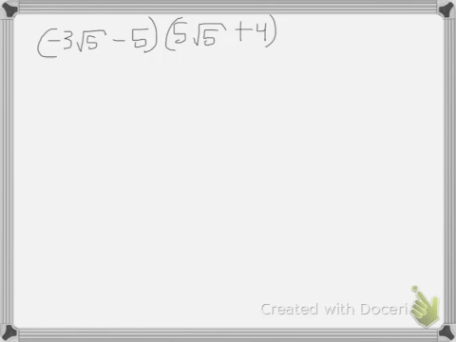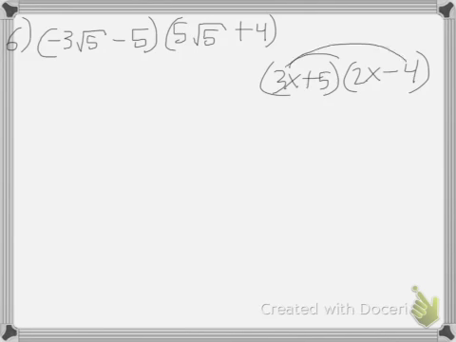So this is problem number 6. I don't think we went over it in class, so let's go over it right now. Problem number 6. So just like when we were multiplying things that looked like 3x plus 5 times 2x minus 4, this is what you did last year. You multiply each with each, or FOIL: first, outside, inside, last.